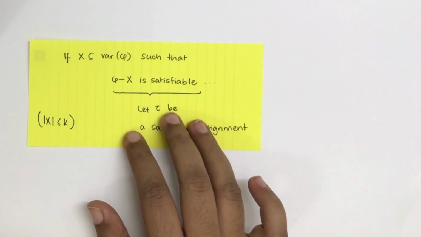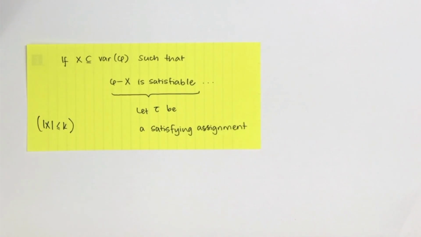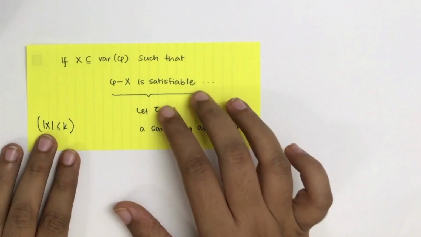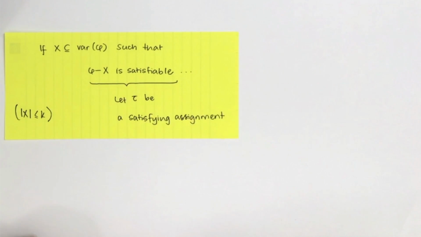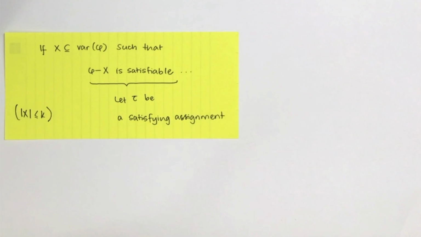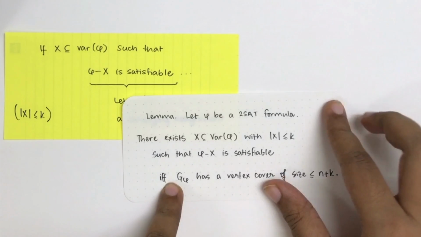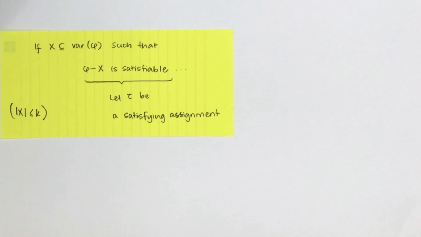So let's begin by saying, suppose you do have a subset of variables whose removal makes the formula satisfiable, and suppose that the fact that this formula is satisfiable is witnessed by tau, that's the satisfying assignment for phi minus x, and of course we are removing at most k variables. That's a part of the deal, that's a part of the assumption that we have. Now what's the obligation? We want to show that G phi has a vertex cover of size n plus k, and again take a moment here to think about what this vertex cover should be.